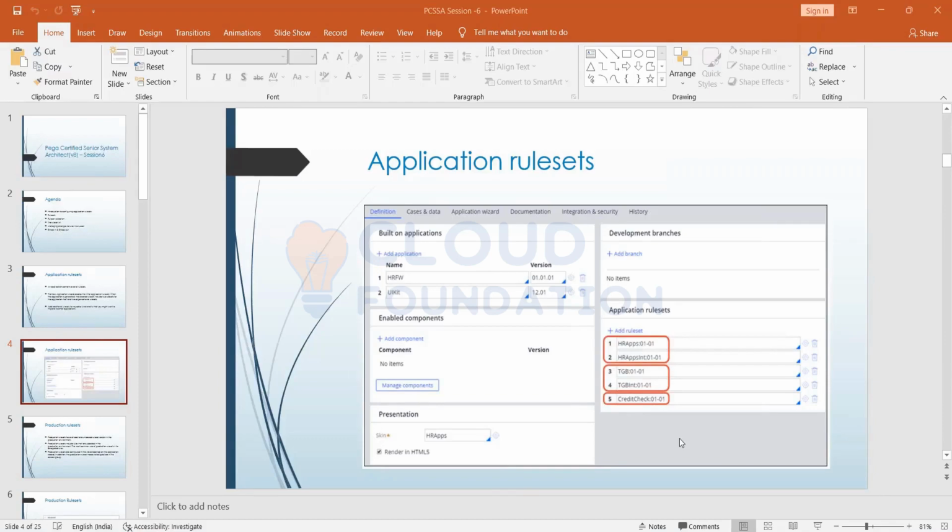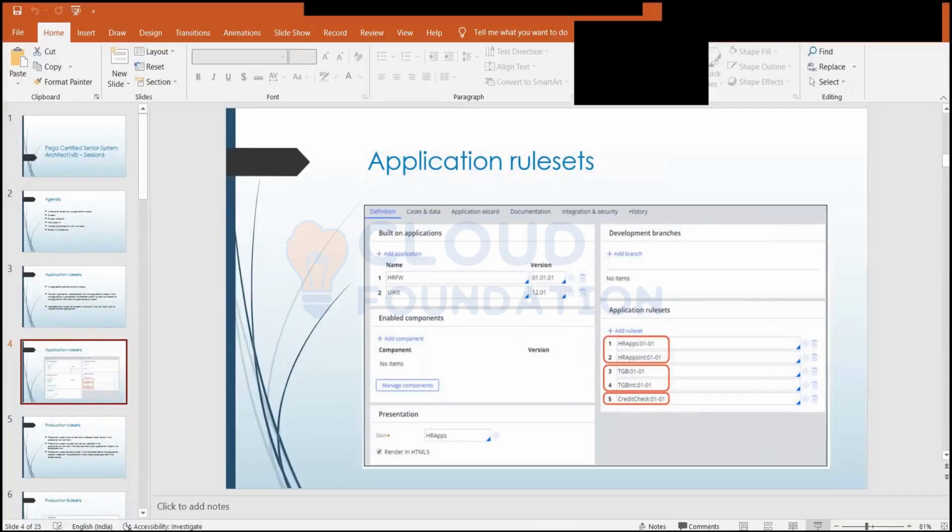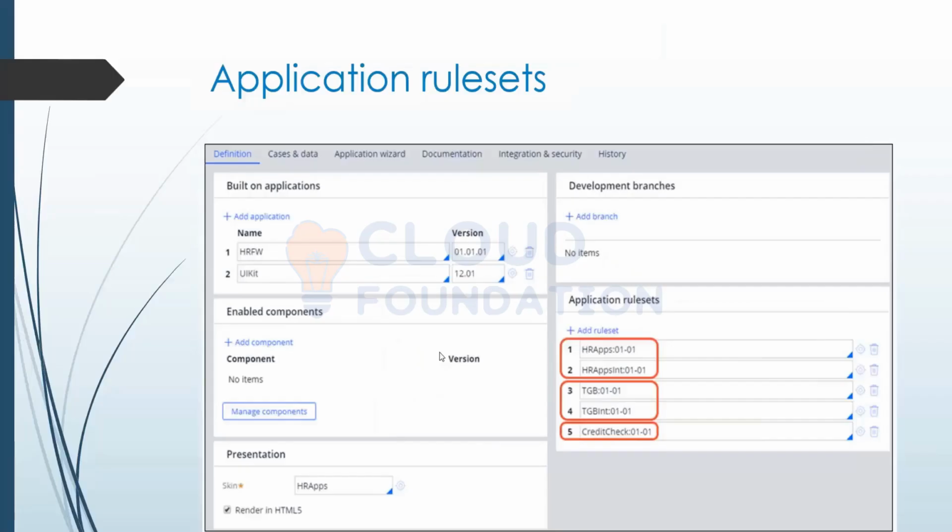Now, along with these application rule sets, you also have something called production rule sets. There is a bit of a difference between them and the application ones. What is that now? And where do I see them?